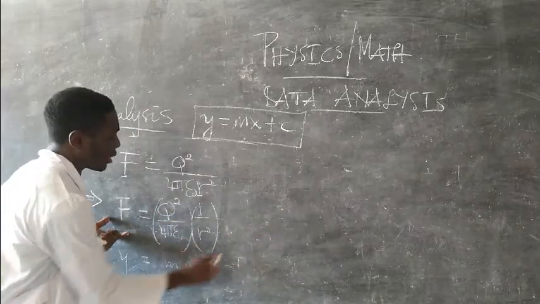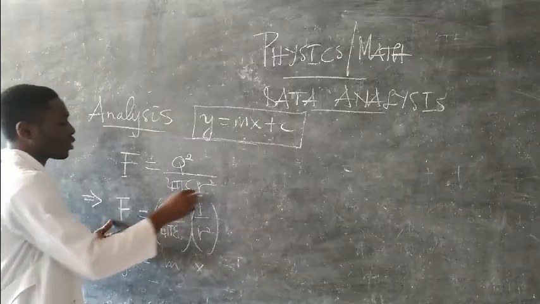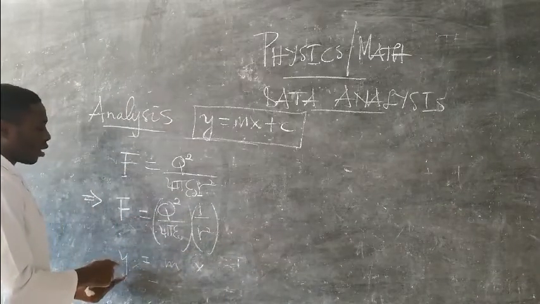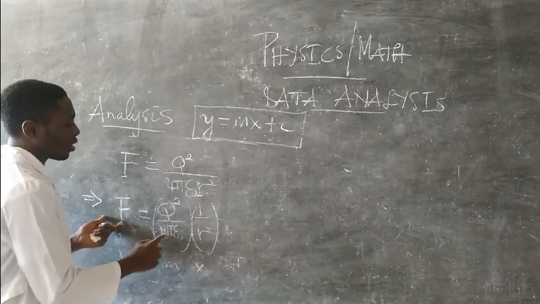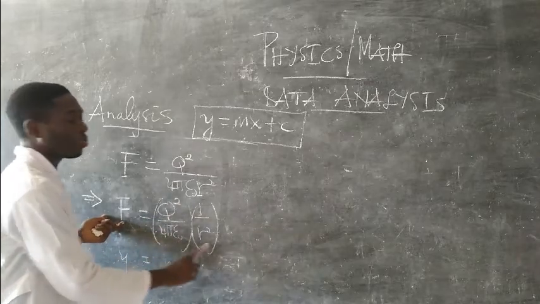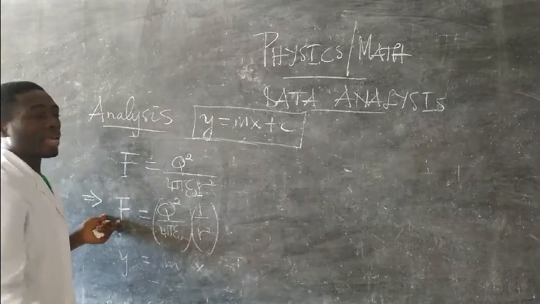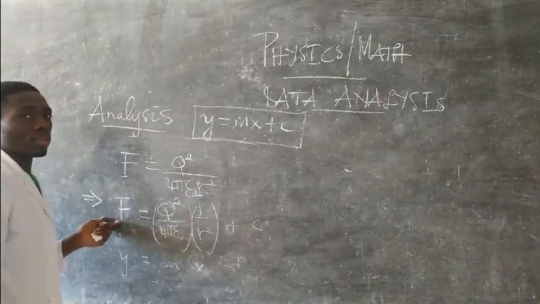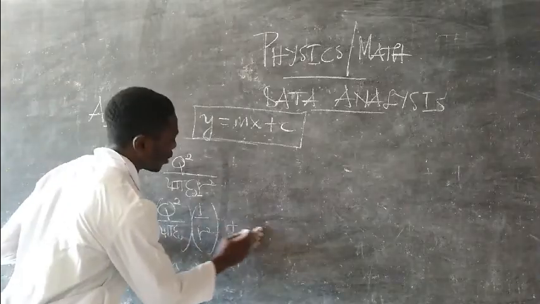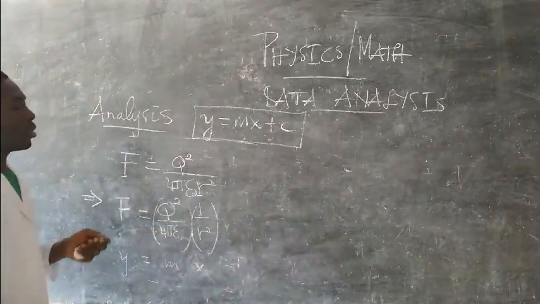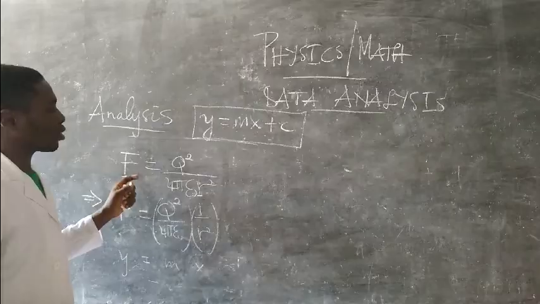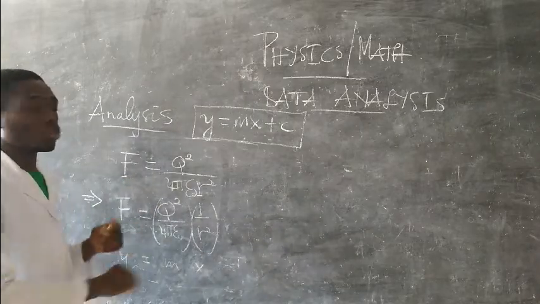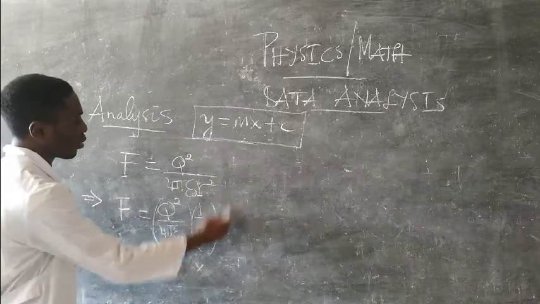So all of this is your x. A graph of f against 1 over r² is a straight line graph with gradient kq² over 4πε₀ and passing through the origin. Why is it passing through the origin? Because the intercept here is 0, so it does not cut the y-axis at any other point apart from the origin. So it goes through the origin. That's what you're going to see.